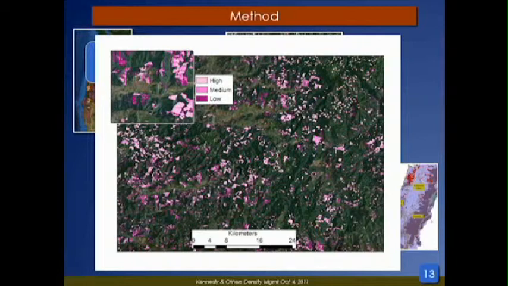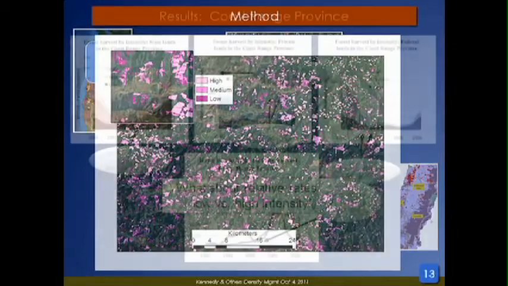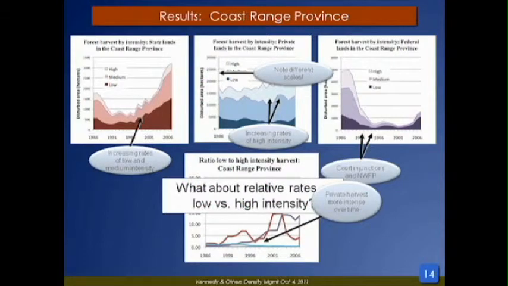This is done by Tiller in the Umpqua, and I've zoomed in a little bit on the upper left. Some harvests in the light pink are all basically clear cut, whereas some harvests in the dark pinkish purple are all very low intensity, and then there's some that are kind of a mix. So we're picking up a full range of different intensities, and then we summarize by ecoregion.